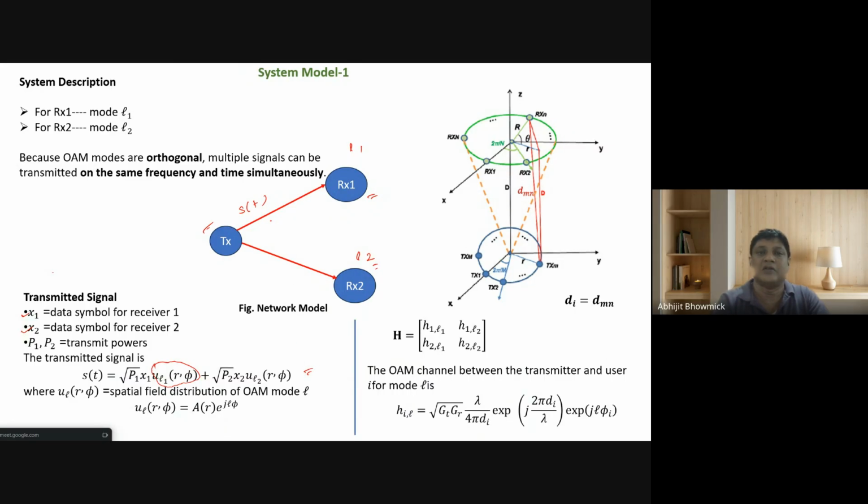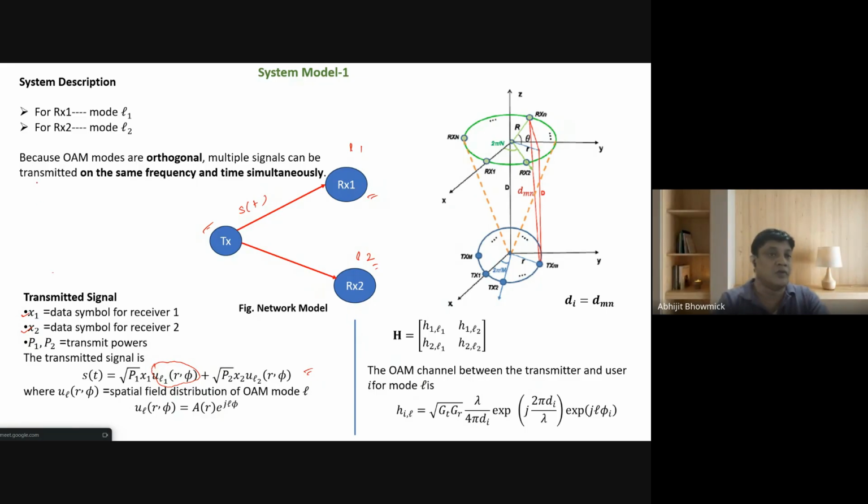After transmission, this ST will reach RX1 as well as RX2 through this link or channel. These channels are not normal conventional channels. Keep in mind, these are OAM channels.